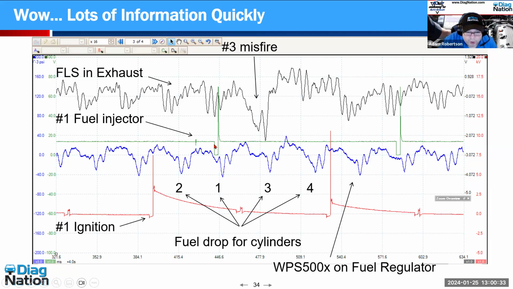Number one injector, pull to ground, hold it on, blue, drop in the regulator. Number three, oh, hold on a second here. So my misfire happened here on number three. This is my number three drop for my injector. But I have to go back here to the one before that happened. And my injector drop is exactly the same from here to here.